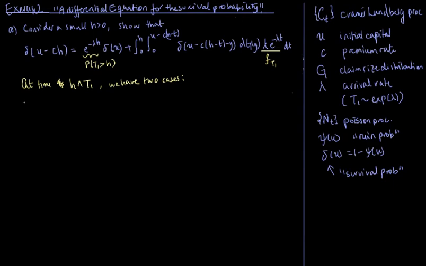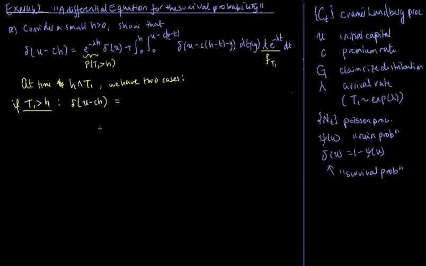The first case is if the first arrival time has not occurred yet. So in this case, what do we have? Then we just have that if we want to consider the probability of survival given initial capital U minus ch, then it is the same as, well, at time h, there have been no arrivals yet.